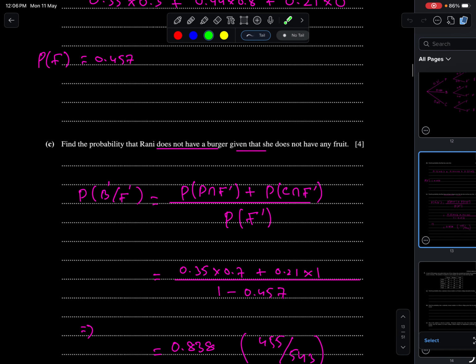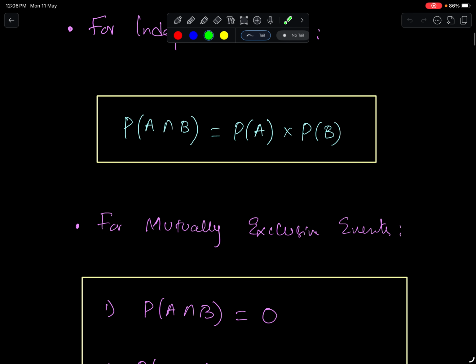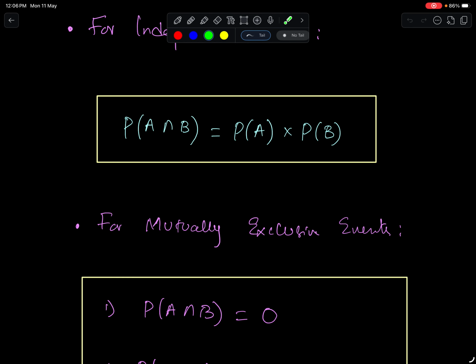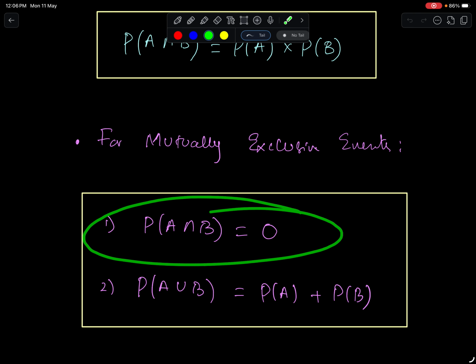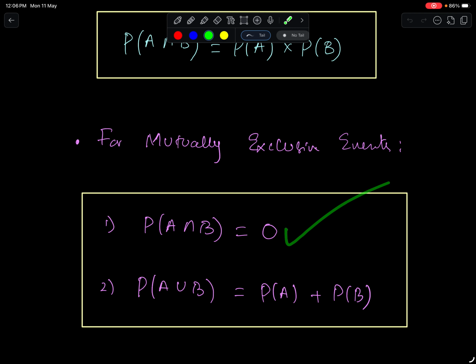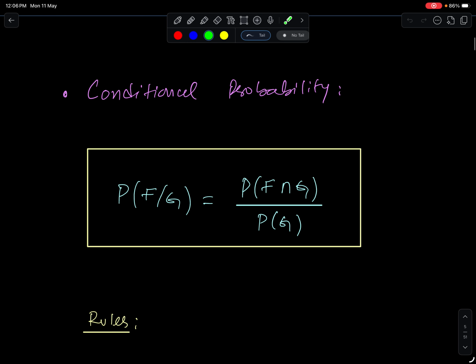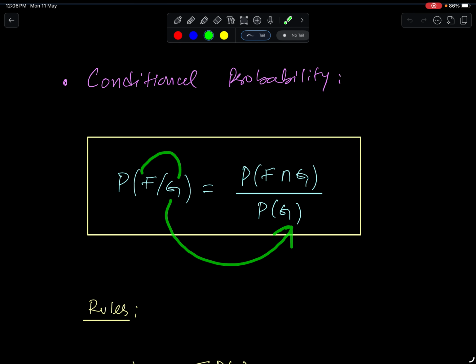Now here you must know the conditions for mutually exclusive events and independent events. In probability, for events to be independent, this condition must be verified. For exclusive, there are 2 conditions. If it says state the conditions, then you have to write both. But if it says show that events are exclusive, then always verify this condition. And you must know the formula of conditional probability. We write the given information here and their intersection here.